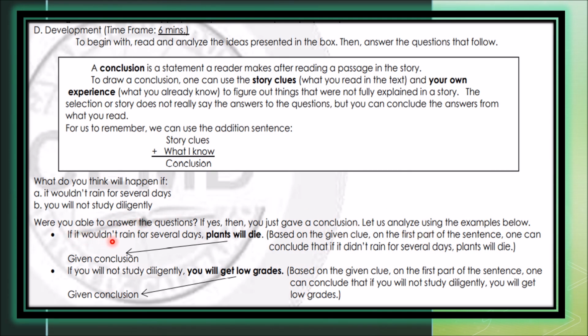If it wouldn't rain for several days, of course, plants will die. Based on the given clue, on the first part of the sentence, one can conclude that if it didn't rain for several days, plants will die, of course. If you will not study diligently, you will get low grades. Based on the given clue, on the first part of the sentence, one can conclude that if you will not study diligently, you will get low grades. Okay, do you understand? Okay, good.